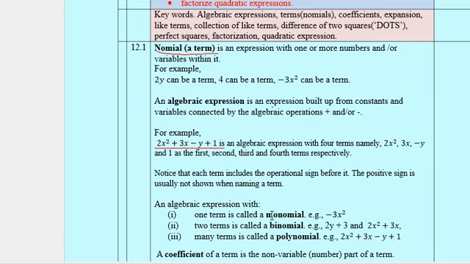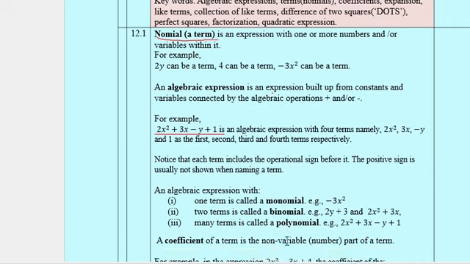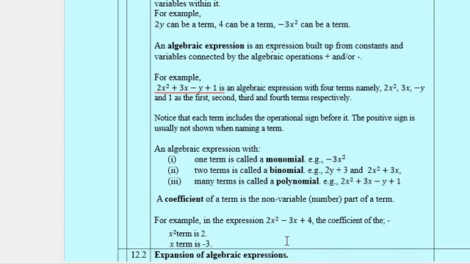So an algebraic expression can be expressed as one term, a monomial, or as a binomial. Mono means 1, bi means 2, and poly means many. It means that we can express those algebraic equations in different terms. So they are telling us that the coefficient of a term is the number part of the term.